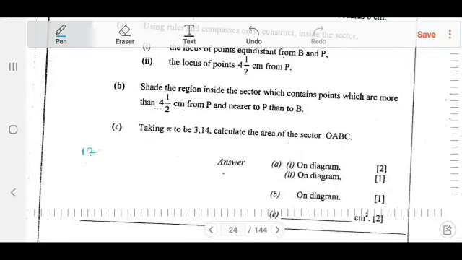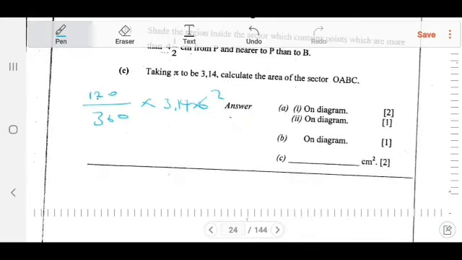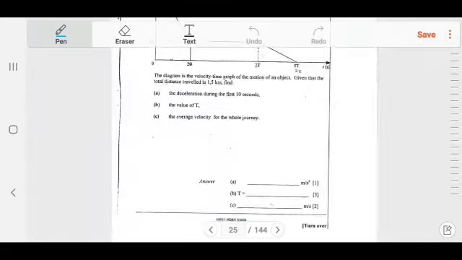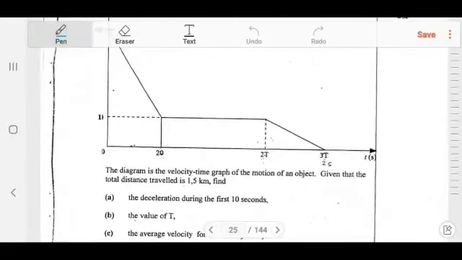It's going to be 120 over 360 times pi r squared, which is 3.14 times r, which is 6 squared. So you simplify that one, and you're going to get your answer there, which is 37.68. Okay, then moving on to number 25.